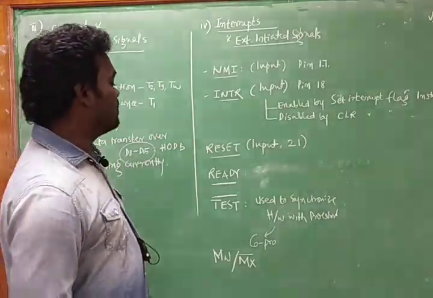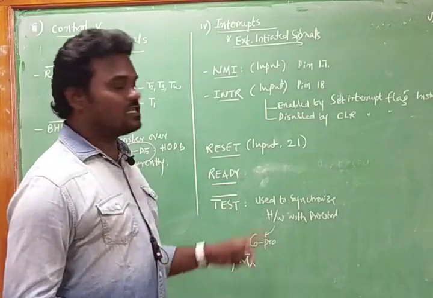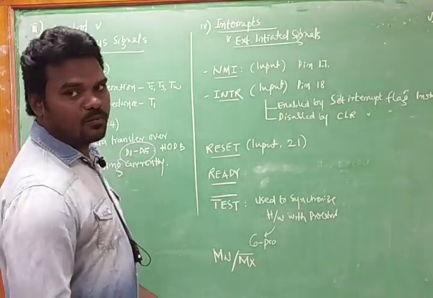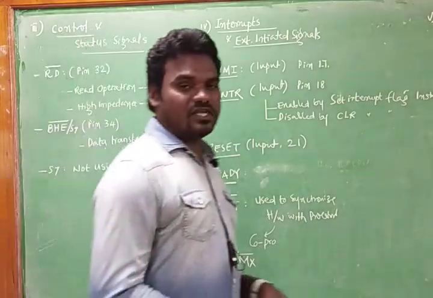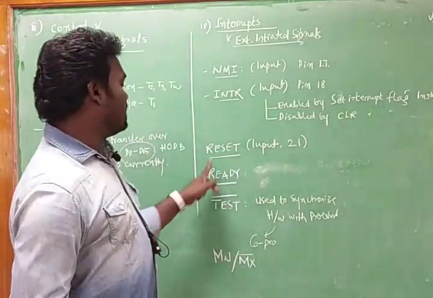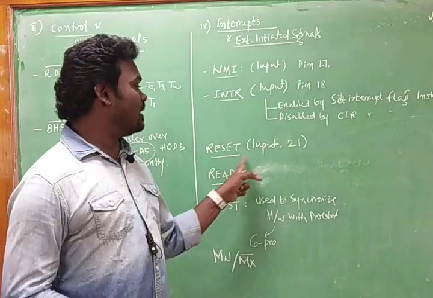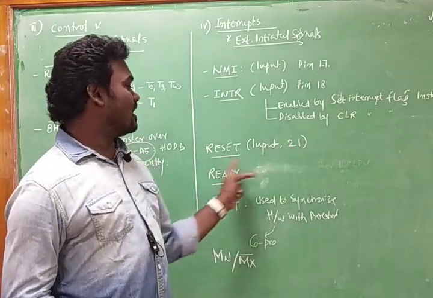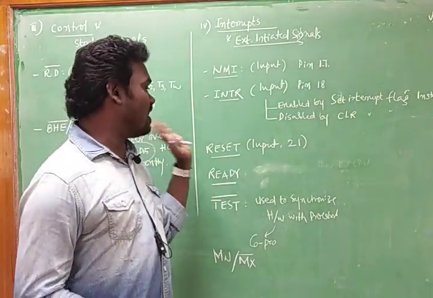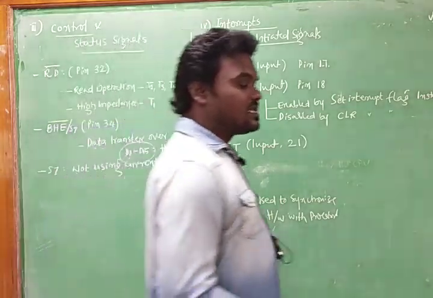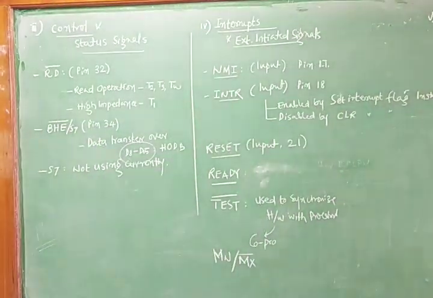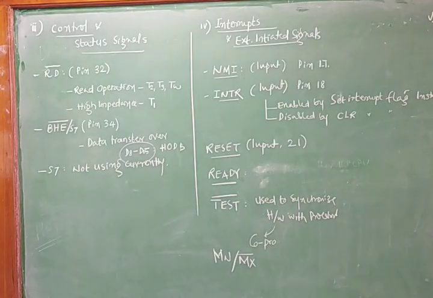Coming to the next pin, that is RESET. It is pin number 21. It is an input signal which terminates all the operations of the microprocessor. It is an active high signal. Whenever this pin takes logic 1, it terminates all the operations of the microprocessor, so that all the registers will take the data, that is all zeros, and all will be initialized to 0.